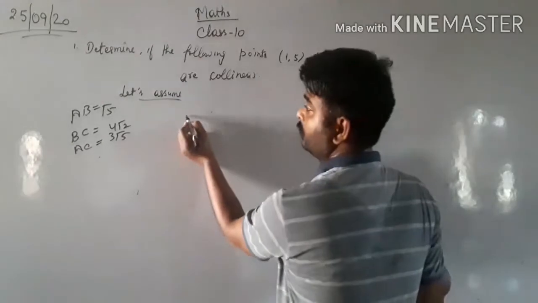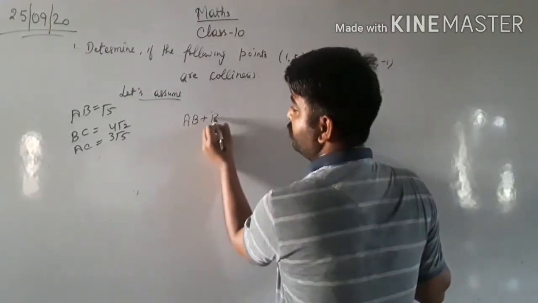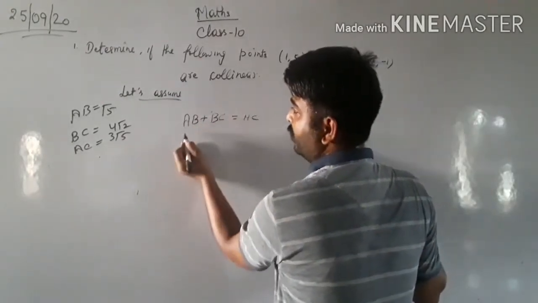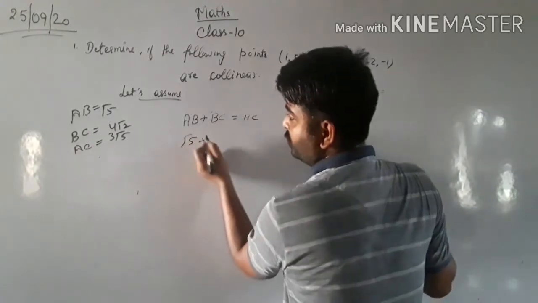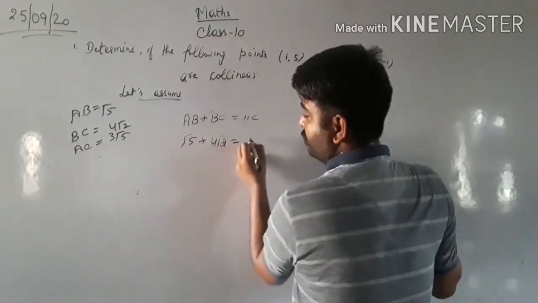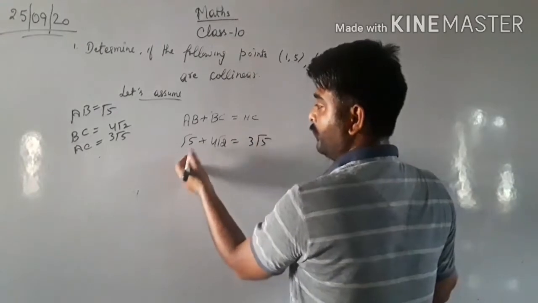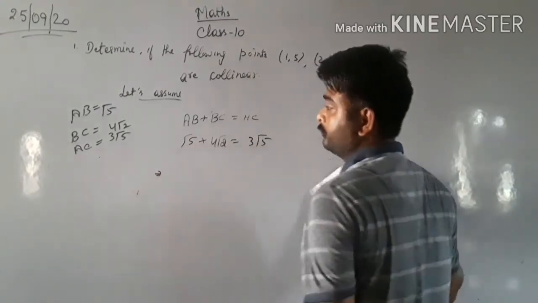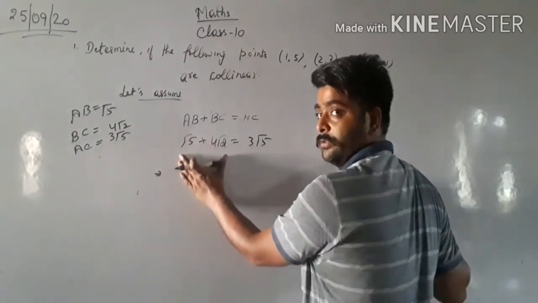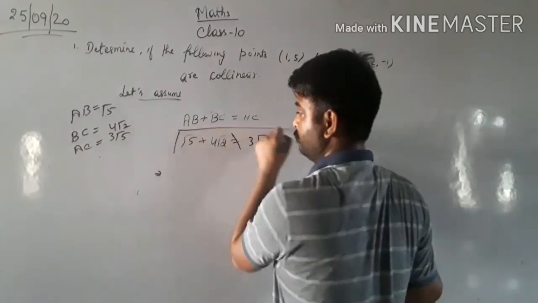So class, AB plus BC is equal to AC. What is AB? It's root 5. What is BC? It's 4 root 2. What is AC? It's 3 root 5. What is here? Nothing is similar, so this is not equal.